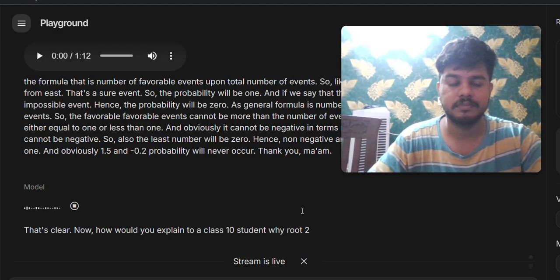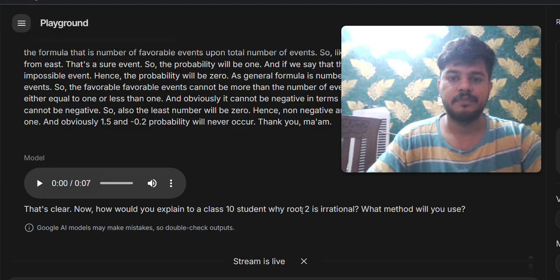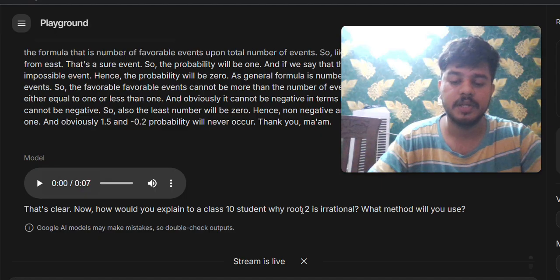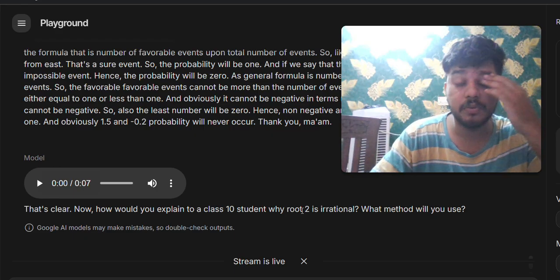That's clear. Now, how would you explain to a class 10 student why root 2 is irrational? What method will you use? Firstly, we will start with the general definition that any number which can be represented in p by q form, where p and q are integers with no common factors and q is not equal to 0, is rational. But the issue with under root 2 is that we cannot write it in p by q form.